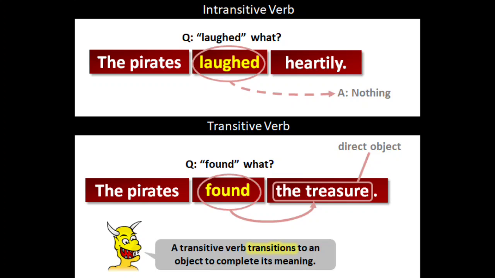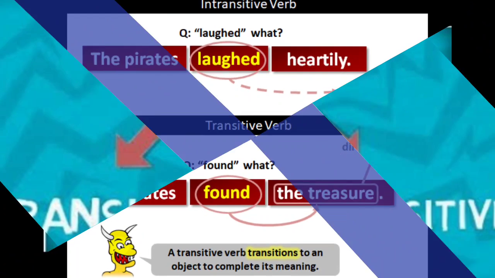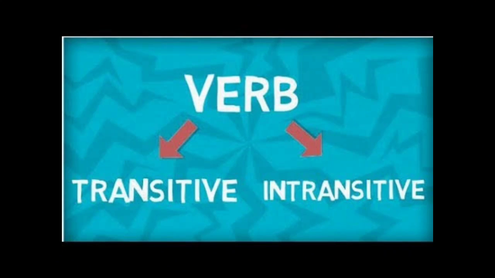Look at the example for transitive verb. The pirates found the treasure. What did the pirates find? The treasure. So, here found is the transitive verb which has the direct object, the treasure. So, a transitive verb transitions to an object to complete its meaning. So, it gives complete meaning with the direct object. So, found is known as a transitive verb. So, this is the difference between transitive and intransitive verbs, children.